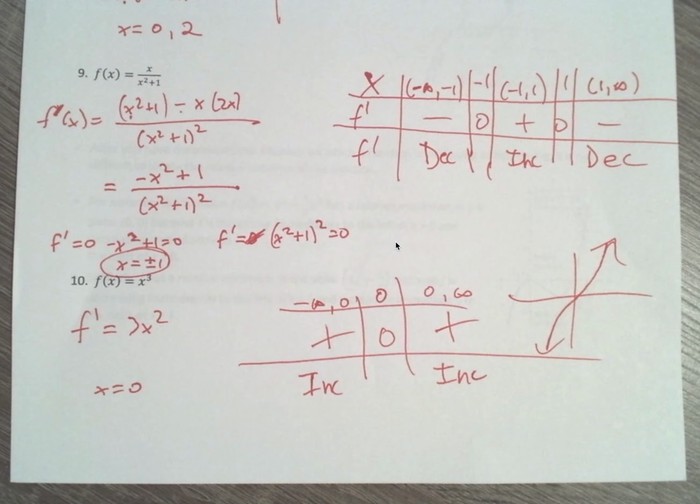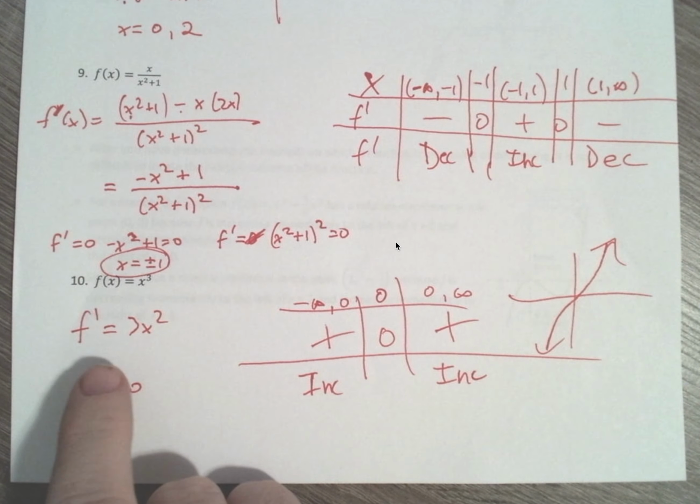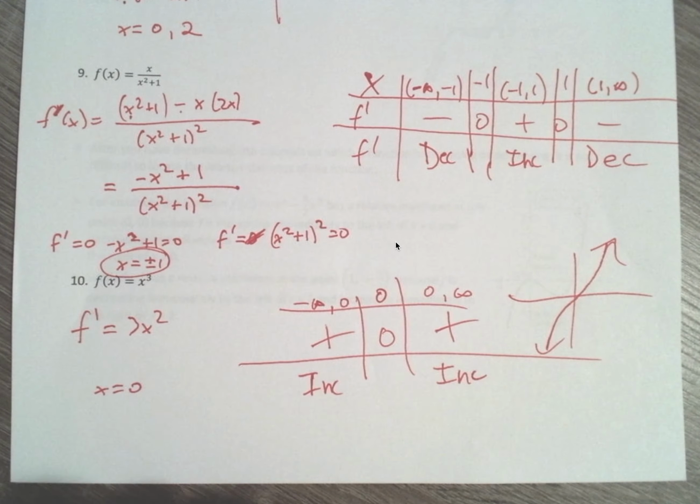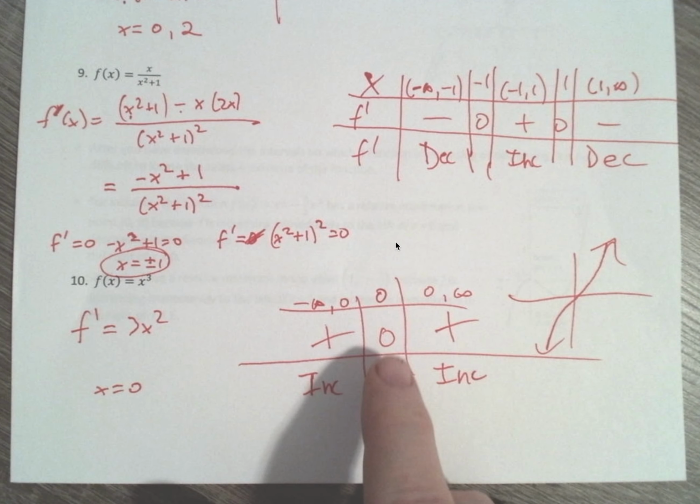Okay, just finishing up the notes from Tuesday. I left off here on number 10. I went ahead and filled it out. So number 10, we have the function f of x equals x cubed. So we find our derivative, which is 3x squared, and the critical number will be at 0.